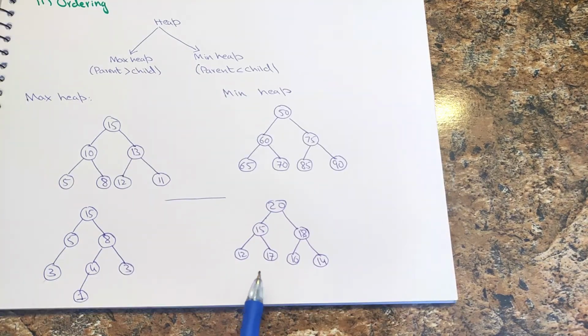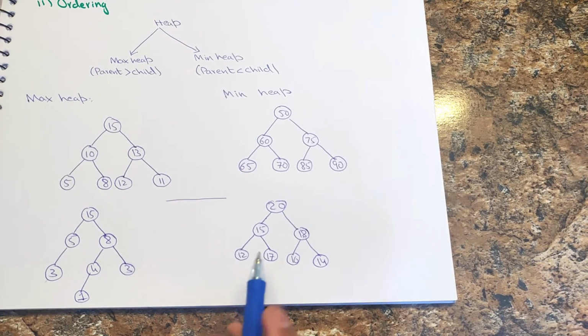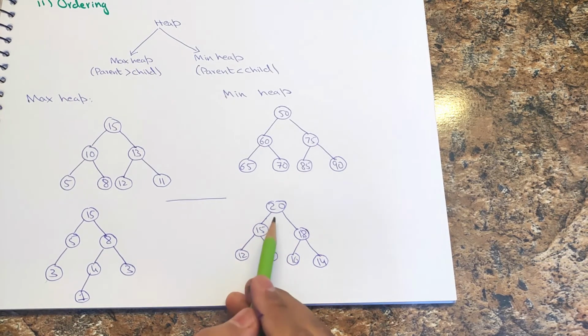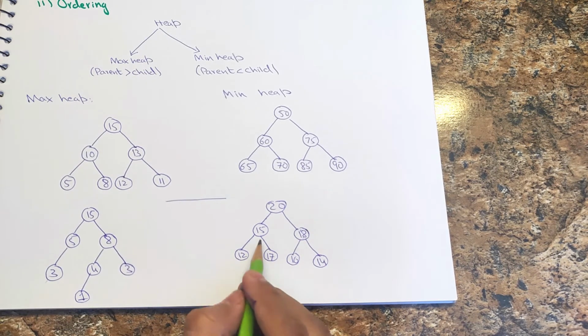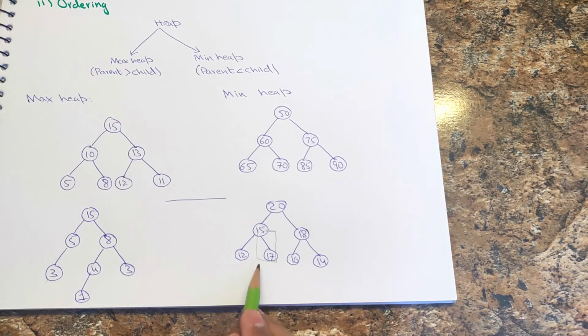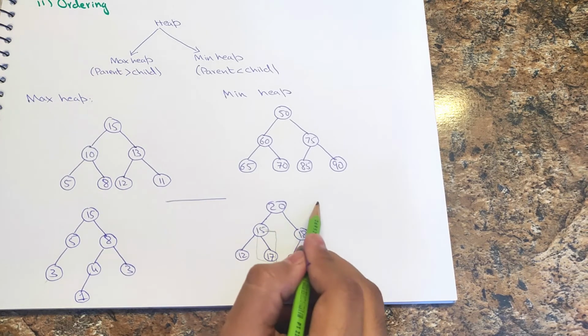So guys, let's see this example. At first glance, this looks like a max heap. But it's not. If you see, 20 is greater than 15 and 18, okay, good. 15 is greater than 12 or 17? No, 15 is not greater than 17. So this is a valid ACBT, but the ordering is not right. So we cannot call it a max heap or a min heap. So this is not valid.